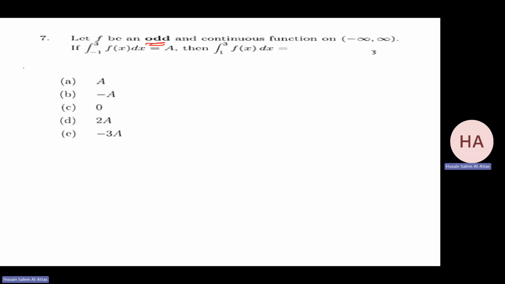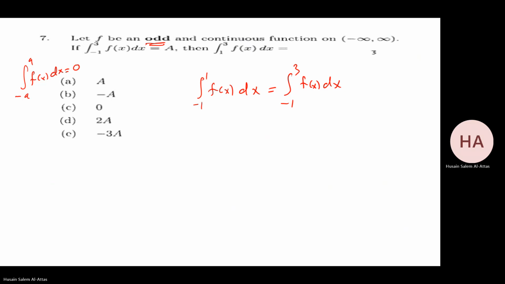Okay, let it be odd. Odd right away should come to my mind: integral from minus a to a of f of x dx is equal to 0. Okay, 1 to 3. Yeah, it seems they need to deal with minus 1 and 1. So it means from minus 1 to 1, f of x dx, which is minus 1 to 3 plus 3 to 1. That should be 0. And I know this is a, so 0 equals a plus what I am looking for.